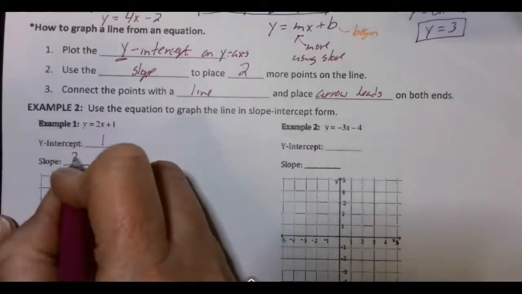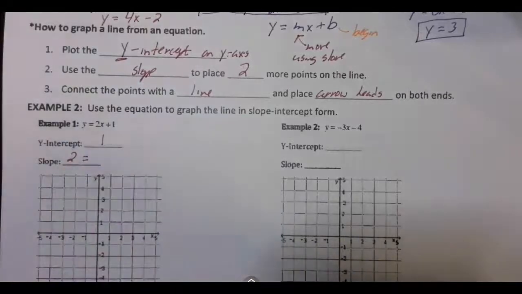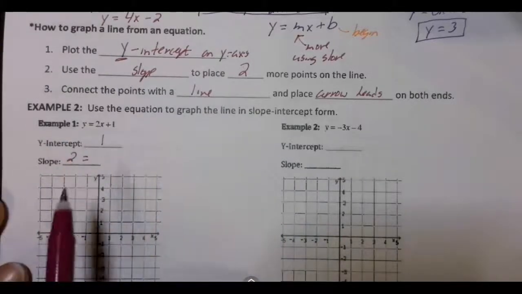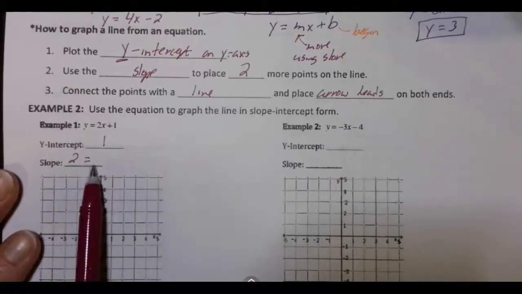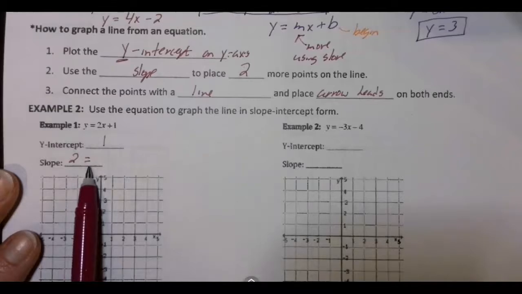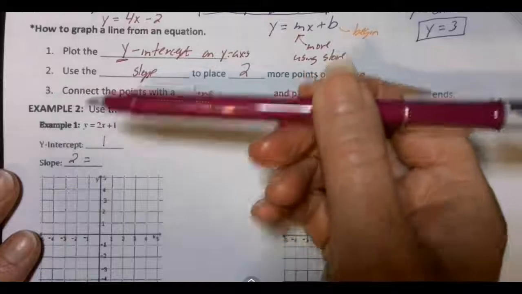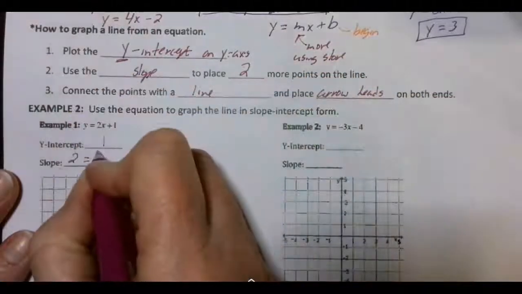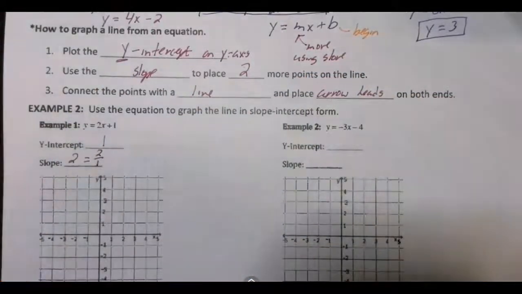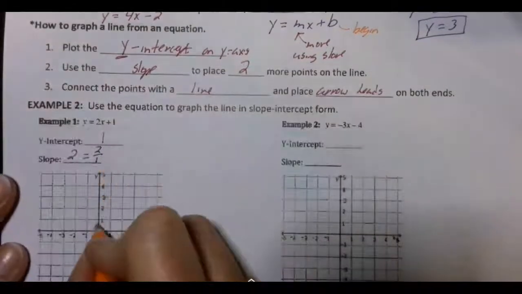Our slope is 2. Now, like I said in Monday's lesson, you want to remember that whatever the slope is, a lot of times it's easier if I write it as a fraction, because the slope is the change in y over the change in x. So I'm going to write this as 2 over 1. If I'm graphing, I'm always going to write my slope as a fraction. So I begin with my y-intercept right here.